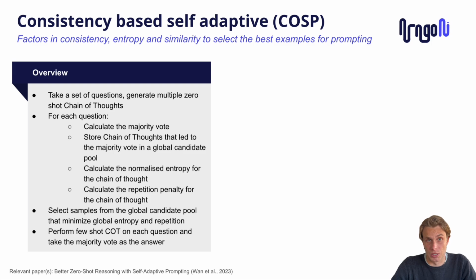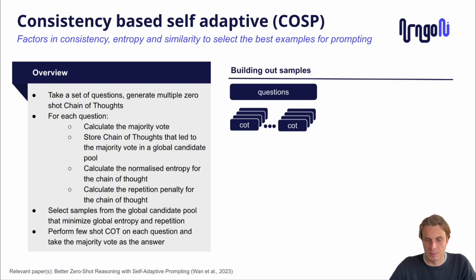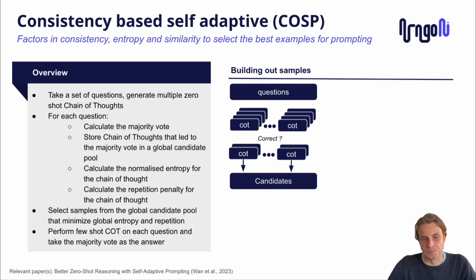Effectively, we take a series of questions. We again generate the zero-shot chains of thought for them. And then for each question, we calculate the majority vote. If we step through this, you can see that for each question we've generated multiple chains of thought. We're then seeing if they're correct, and again, correct here means the majority vote. We filter these down to only the chains of thought that resulted in the answer that was the majority vote, and we store these in our global candidate pool.